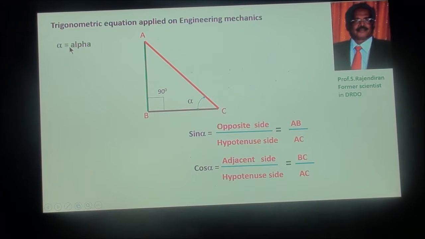Here let us take alpha as the angle. In this case, sin alpha equals opposite side by hypotenuse. The formula remains the same, but the opposite side with reference to alpha changes to AB. So AB by hypotenuse AC. Similarly cos alpha, the formula remains the same, adjacent side divided by hypotenuse, but the adjacent side changes when we are referring to alpha, that is BC by AC.